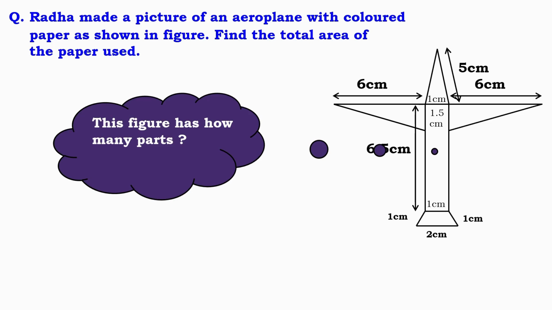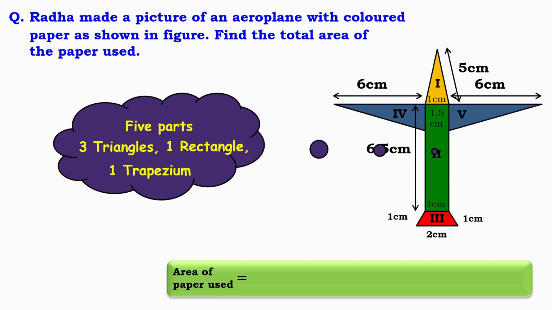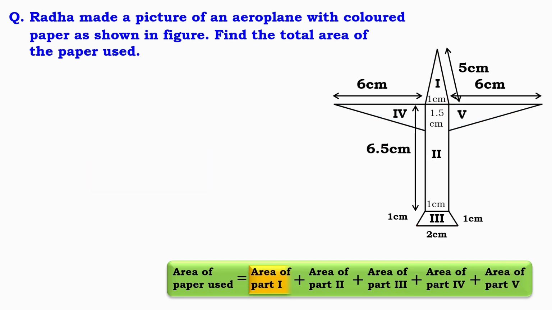Now we have to identify how many parts this figure has. So there is part 1, part 2, part 3, part 4 and part 5. So 5 parts are there, right? Now, how many are triangles? There are 3 triangles. That is 1, 4 and 5 are triangles. Part 2 is a rectangle and part 3 is a trapezium, right? So now, the area of the paper used will be equal to area of part 1 plus area of part 2 plus area of part 3 plus area of part 4 plus area of part 5.